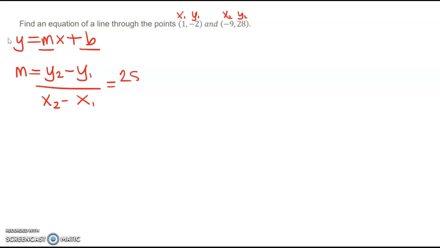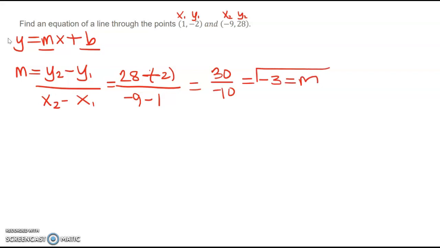We get 28 minus, we want to minus a -2, so I'll put parentheses there, over x2 is -9 minus 1. Okay, simplify this. 28 minus a negative becomes plus, so 30 over -9 minus 1 is -10. 30 divided by -10 is -3. So our slope then is -3.